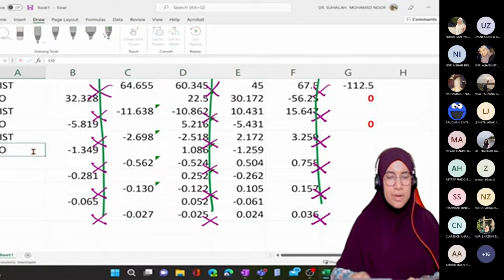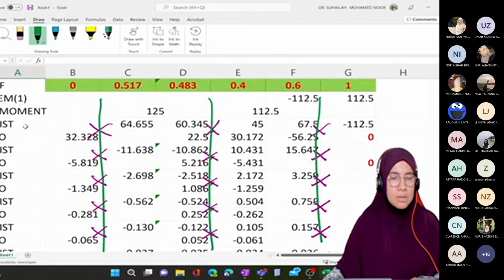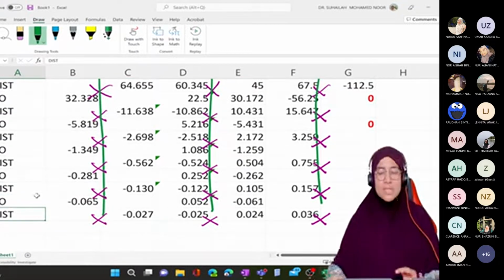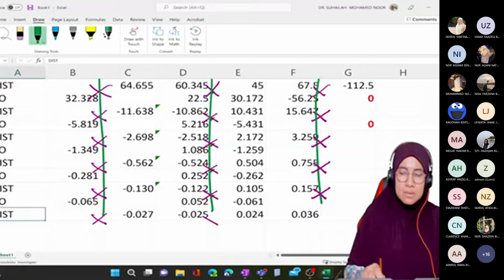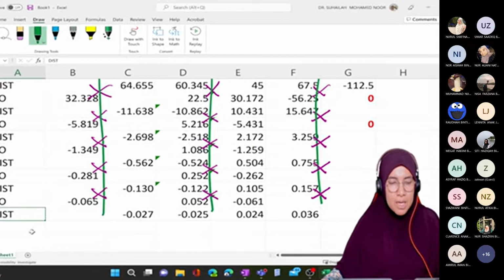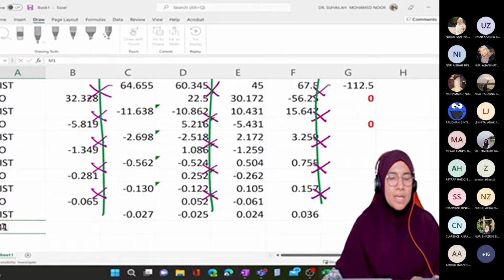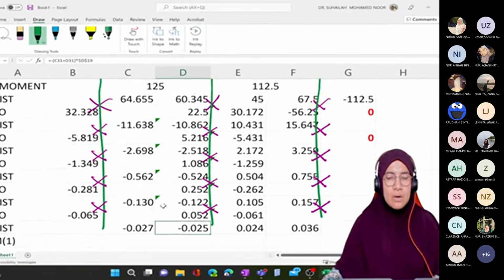Okay. So carry over, distribution, carry over, distribution, carry over, distribution. Okay, 1, 2, 3, 4, 5, 6. 5 or 6 distributions will be enough. Okay, the last step must be distribution. Okay, and this is the end moment, or M1. M1 refers to external loading only.